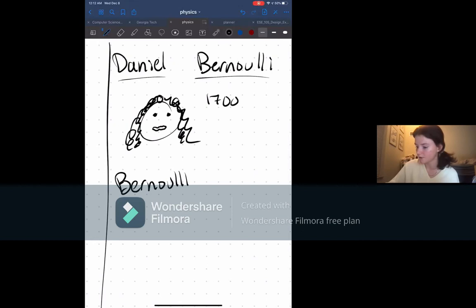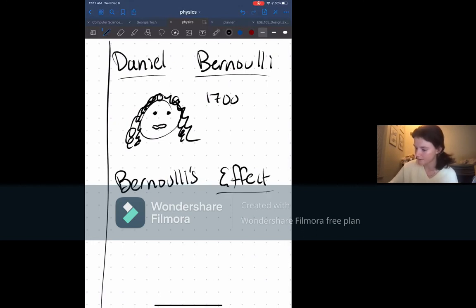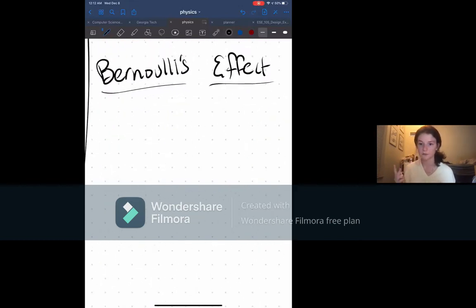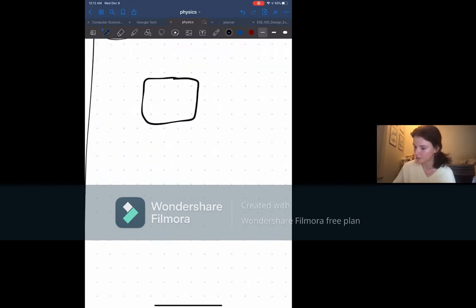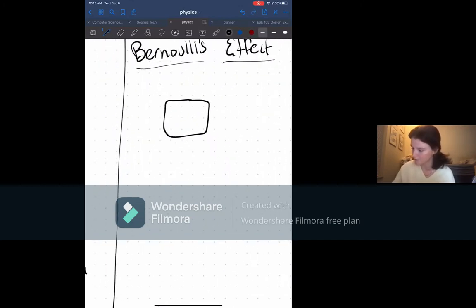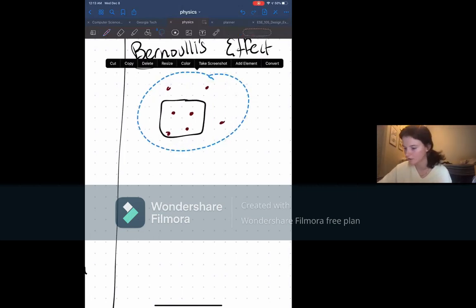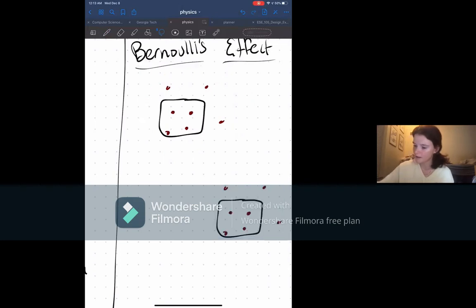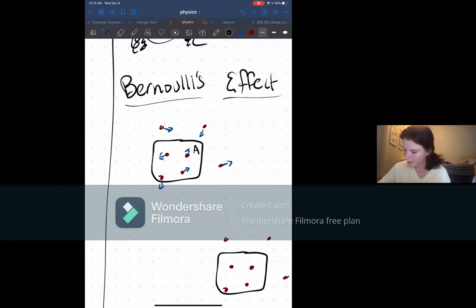So first is Bernoulli's effect. So for Bernoulli's effect, we're going to have two different situations. And so we're going to have the same sheet of metal here. Oops, that does not look right. Oh, I'll just copy it over. So we're going to have gas particles randomly scattered above the sheet of metal. And the sheet of metal is just laying on the table, just for reference. And so with that, all these are going to have random motion because they're just going about in the air. And so given area, and then this is the given force.